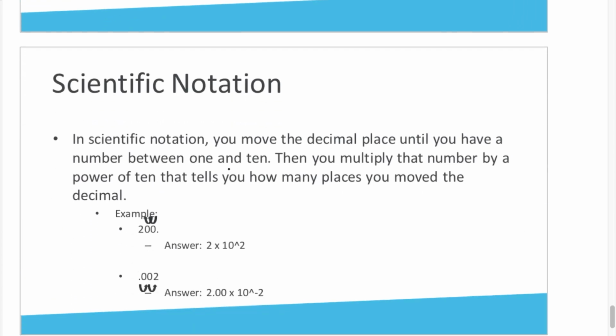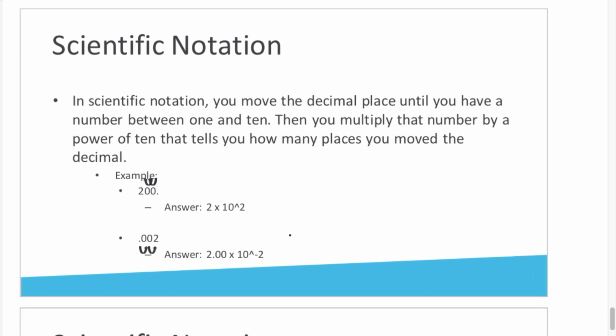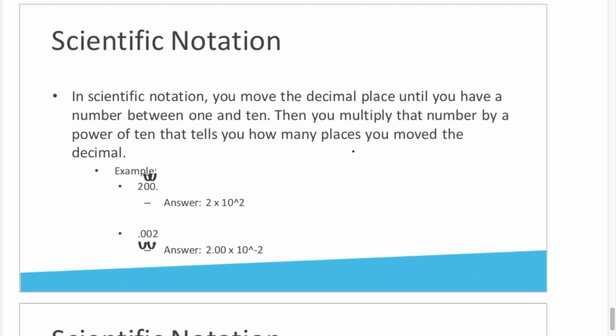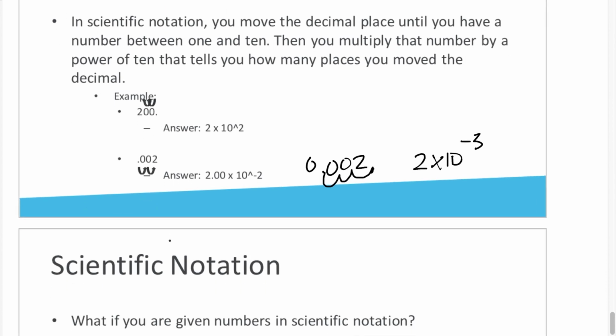These other slides here, you guys can practice with these and let me know if you have any questions on it. So for example, if you have the number 0.002, and you want to move that to scientific notation, you're going to go 1, 2, 3. It's going to be 2 times 10 to the negative third because it started off as a small number, or smaller than 10 if you want to view it that way.